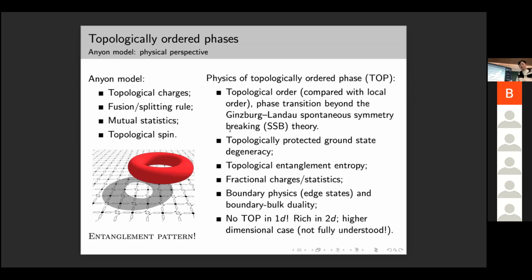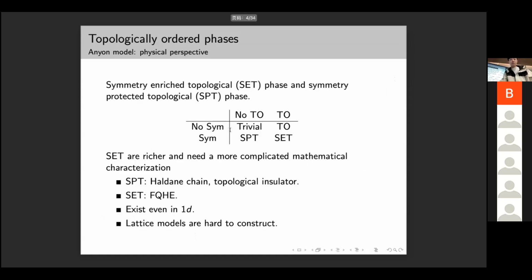And so we know that for the topologically ordered phases, the ground state has long range entanglement. And it has been shown that for 1D gapped systems, there are no topologically ordered phases if we do not introduce any symmetry. For 2D, we have a very good understanding of the topological phases. For the higher dimensional case, it's not fully understood, and there are some higher dimensional excitations. So the mathematical structure behind this model is not so clear at this stage.